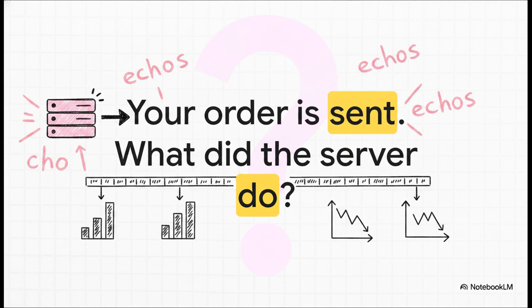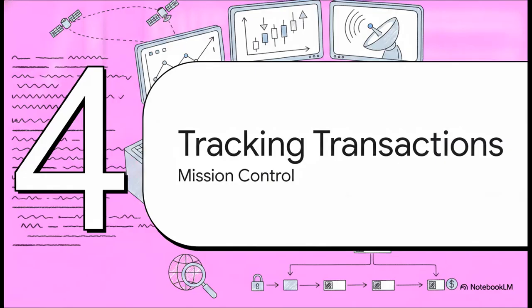Your order is sent, the payload was delivered, but how do you actually know what the server did with it? Did it fill completely? Partially? Did you get slippage? Once that order is out there in the wild market, the environment completely changes, and we have to start listening for the server's echoes. And that leads us right into part 4, tracking trade transactions.